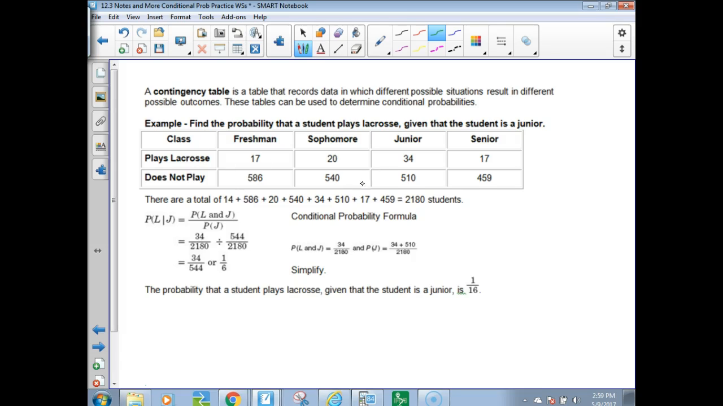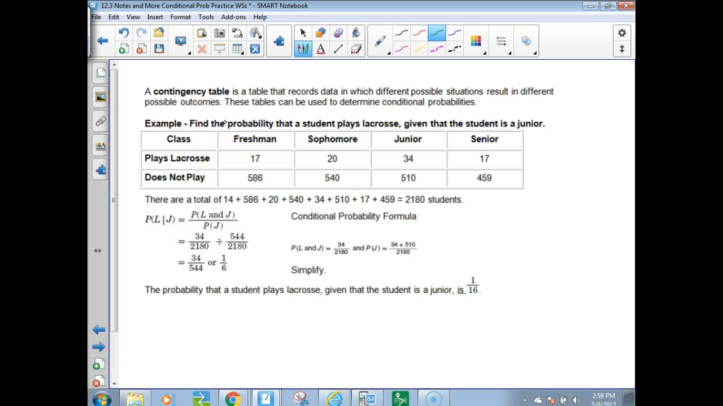This is a table called a contingency table. It's a table that records data in which different possible situations result in different possible outcomes. We've actually made a couple of those tables when we did some things. We were asked a bunch of questions about freshmen and sophomores and female and males and all that. And I thought organizing in a table was a good idea.